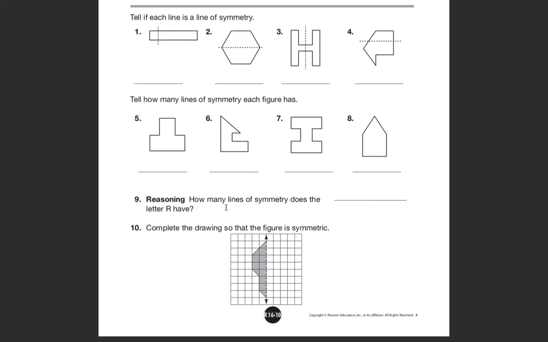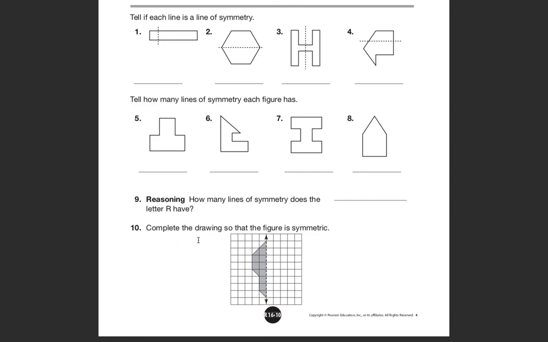Number 9 says, how many lines of symmetry does the letter R have? If I were to cut R directly in half, that would not be symmetrical. What about if I were to cut it horizontally, a side to side line? No, the top would not be the same as the bottom. What if I tried a diagonal line? Nope, that doesn't work either. So how many lines of symmetry does the letter R have? 0, right? I don't see any possible way for me to use a line of symmetry to make any halves congruent to each other.